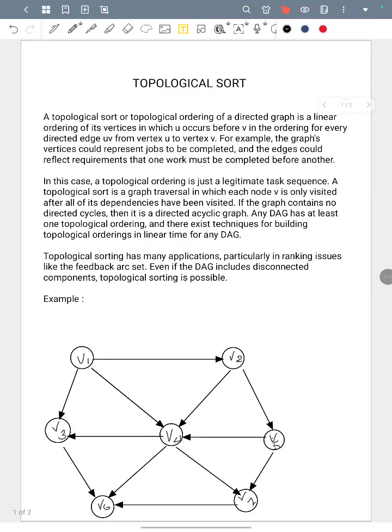In this video, we will see about topological sort. Topological sort is a linear ordering of vertices in a directed acyclic graph such that for every directed edge u, v, vertex u comes before vertex v in the ordering.